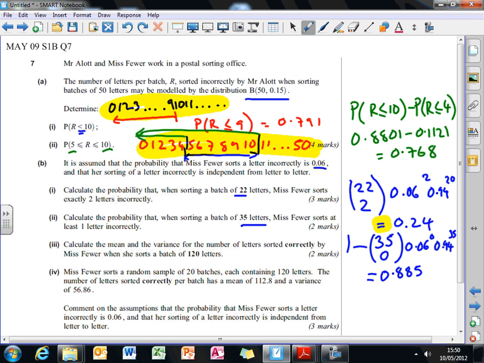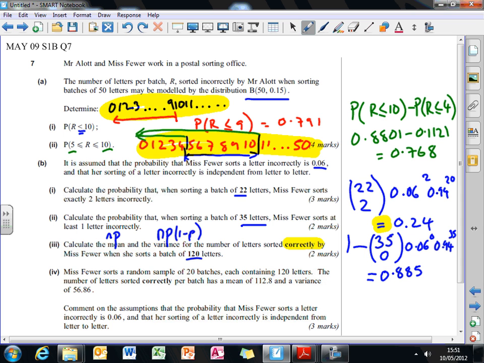So I'll calculate the mean and the variance. Well, binomial, I know 2 formulas: np, and then for the variance, np(1 minus p), or npq. Okay, now why would they have gone to the trouble of making this word correctly bold on the exam paper? They've done it for a reason. Well, the reason for it is because n is 120.